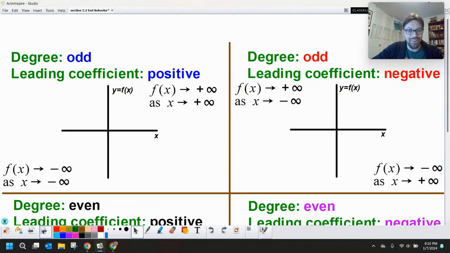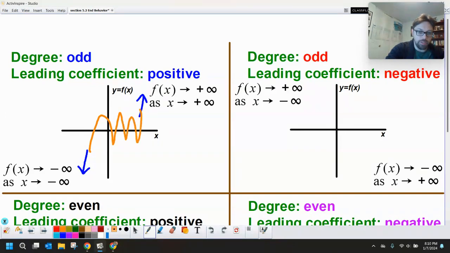So if our leading coefficient is positive and our degree is odd, so like 1, 3, 5, 7, whatever, then what's going to happen is one end will go up and the other end will be pointed down. I don't know what's going to happen in between, so there could be a curl like that, there could be a bunch of wobbles, or they just kind of connect together. But I do know that the start will be down and the end will be up.